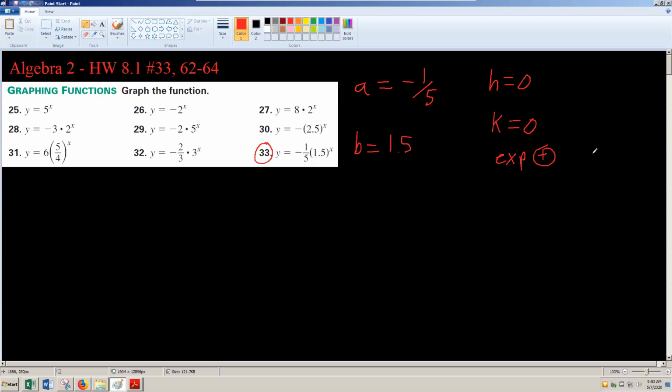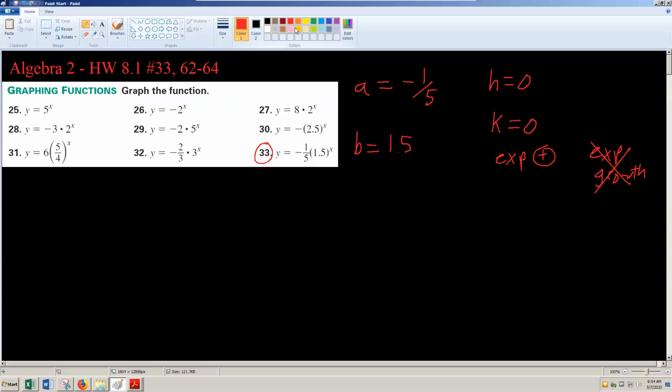That means this thing's going to be exponential growth, and I say that kind of. Now kind of is because this a value is negative. So since this a value is negative, it's not actually exponential growth. If it were positive, then it would be. So again, b value greater than 1, positive exponent, but since it's got a negative a, we don't really refer to it as exponential growth or exponential decay. It's just a graph. But it essentially looks like exponential growth flipped over that y-axis.